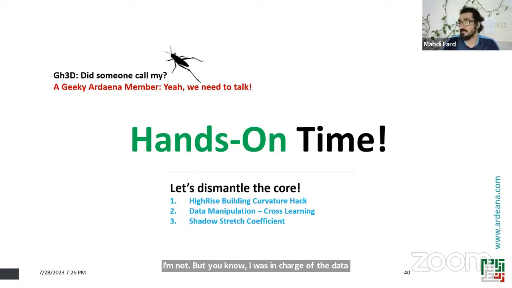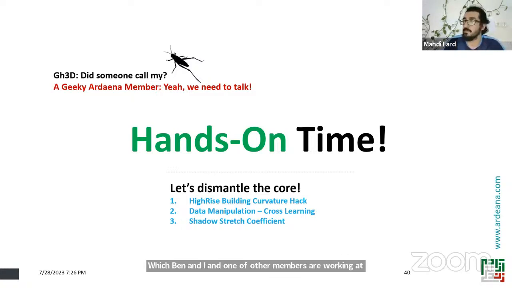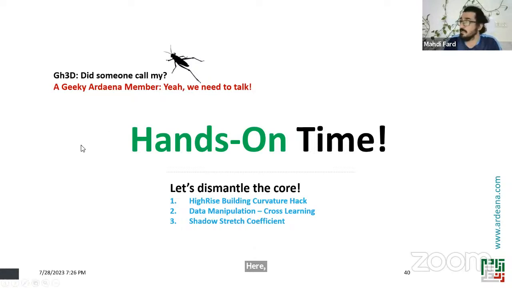And of course, the second one is about managing data through, so I mentioned cross-learning, but it was related to cross-platform. It's not cross-learning. Cross-learning is another project I'm working on. That was a rookie mistake. Okay, the third one is shadow stretch coefficient, which Behnaz and I and one of the other members are working on at the moment. And yeah, I forgot to mention the GH2D here. We're gonna need to talk about that.